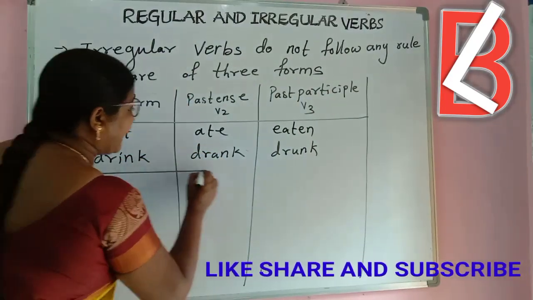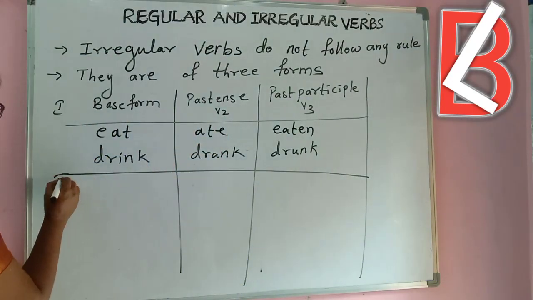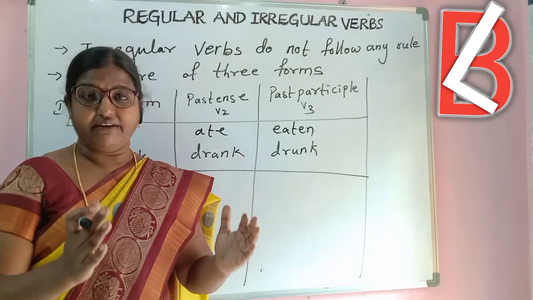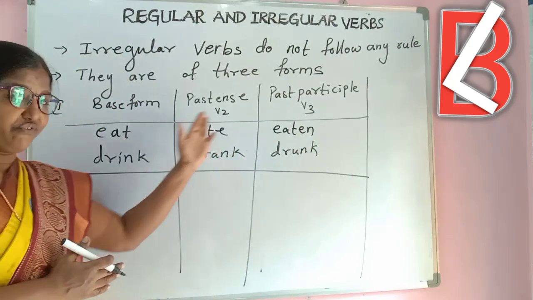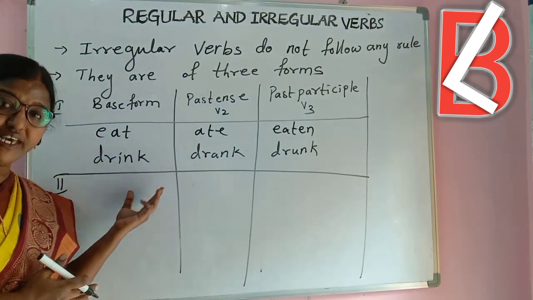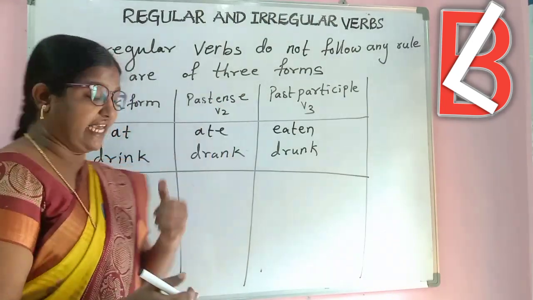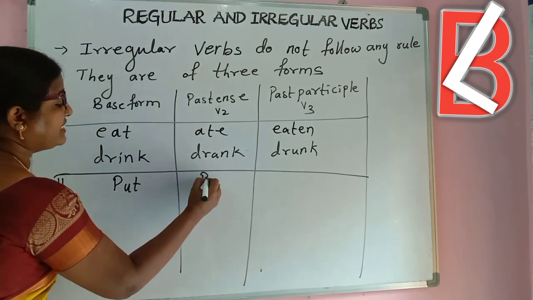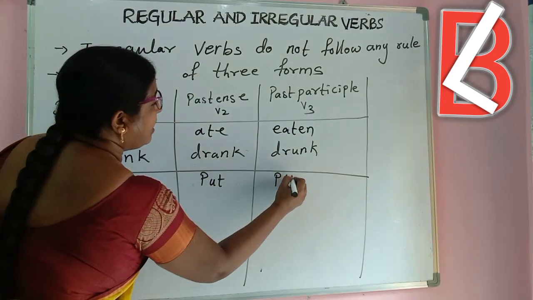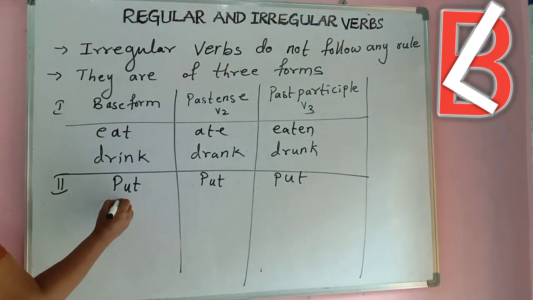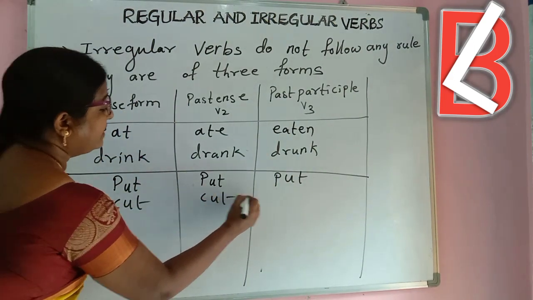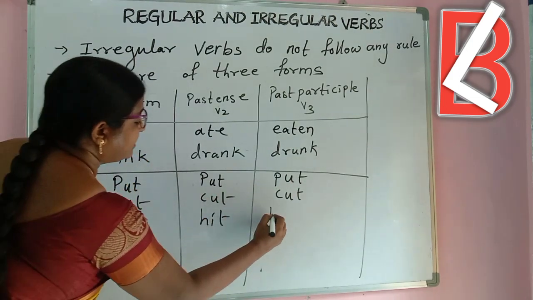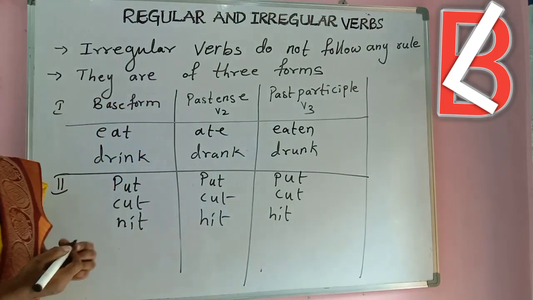Let us now see the second form. The second form is where all the three forms are the same. Put is the base form and its V2 past tense is also put, and the past participle is also put. Here, cut, cut, cut. Hit, hit, hit. All the three forms are the same.